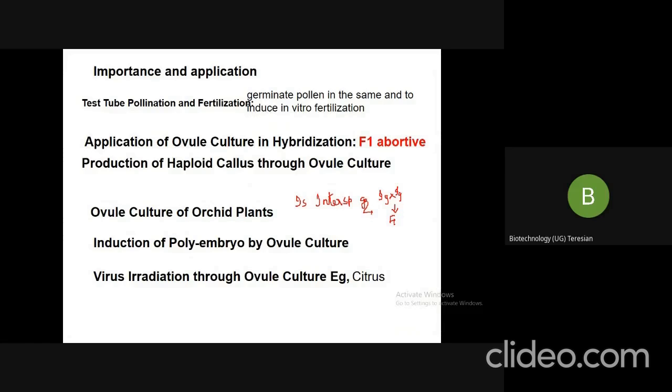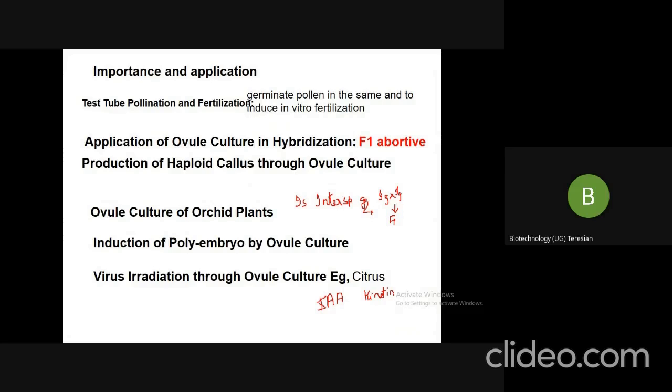How? You are growing this ovule culture in a chemically defined media, right? So they have supplemented it with IAA. What is this? Indole acetic acid, which is an auxin. And also they have induced what? Kinetin. What is this kinetin? It is a cytokinin. So they have supplemented with indole acetic acid and kinetin.